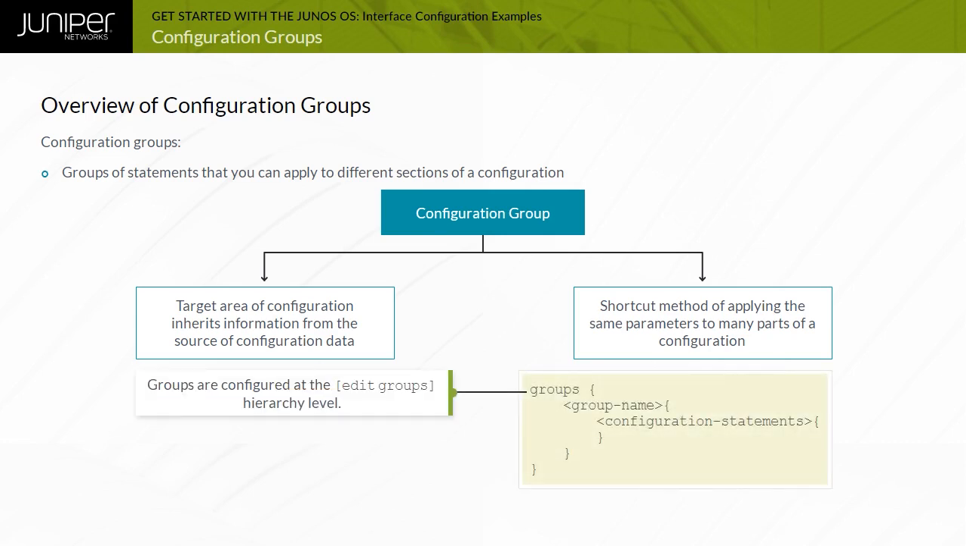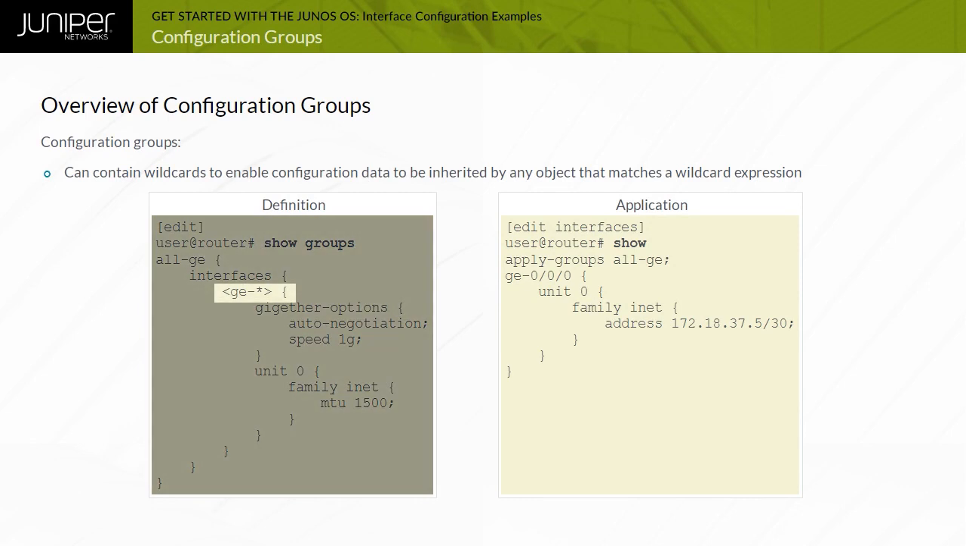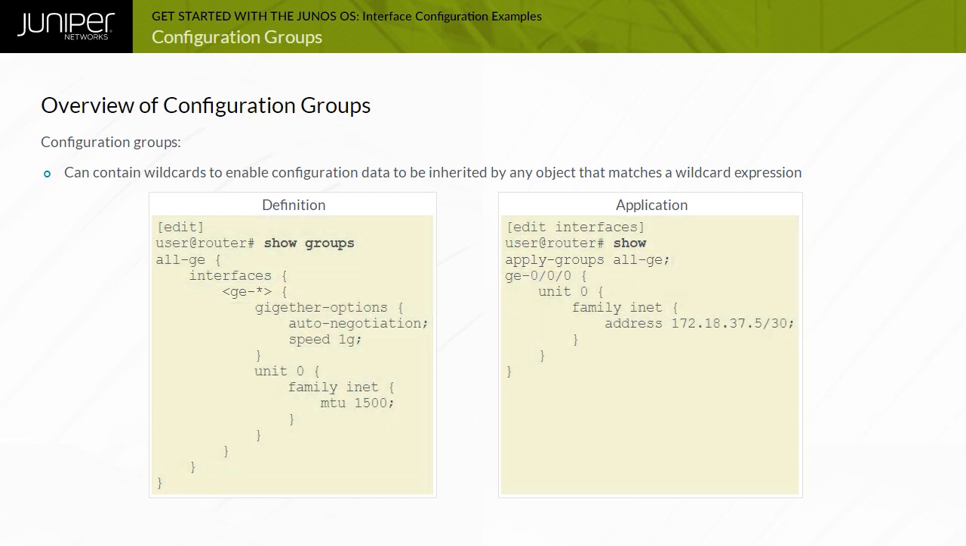Configuration groups enable you to create smaller, more logically constructed configuration files, making it easier to configure and maintain Junos OS. For example, you can group statements that repeat in many places in the configuration, such as when configuring interfaces, and thereby limit updates to just the group. You can also use wildcards in a configuration group to enable configuration data to be inherited by any object that matches a wildcard expression.